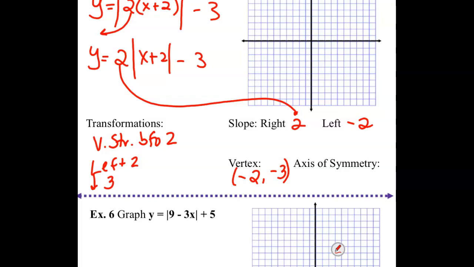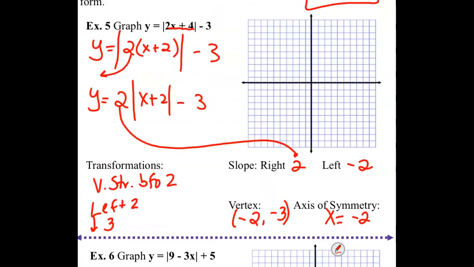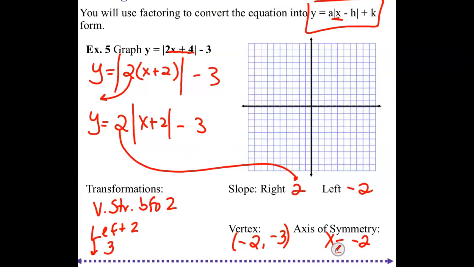All right. Axis of symmetry. x equals -2. It needs to be a whole equation, not just a number. So finding our vertex at -2, -3. On the right side of that, we want to make a line that has a slope of 2. So up 2 over 1. We want to do the reverse on the other side, up 2 and back 1. And draw it in. Make sure that you have arrows at the end.